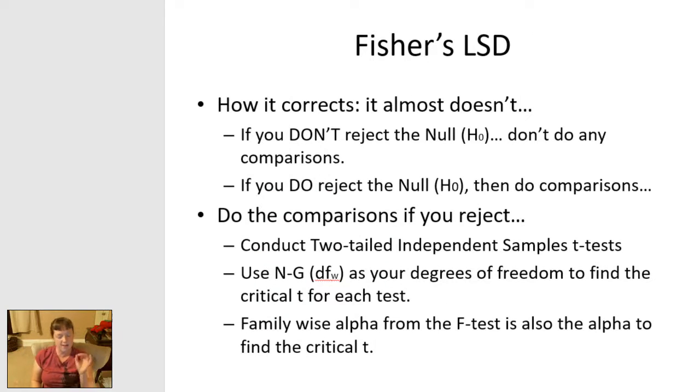And so Fisher's LSD essentially doesn't correct at all. If you don't reject the null hypothesis in the overall ANOVA, don't do any follow-up t-tests. If you do reject the null hypothesis, then do all of the follow-up t-tests. Conduct two-tailed independent samples t-tests because ANOVA is a non-directional approach. Use N minus G degrees of freedom when you look up the critical values in table A2. Use the same alpha that you did for the F test, which we're going to call the family-wise alpha rate. We're going to use 0.05 for everything, and so we'll use that same alpha of 0.05.